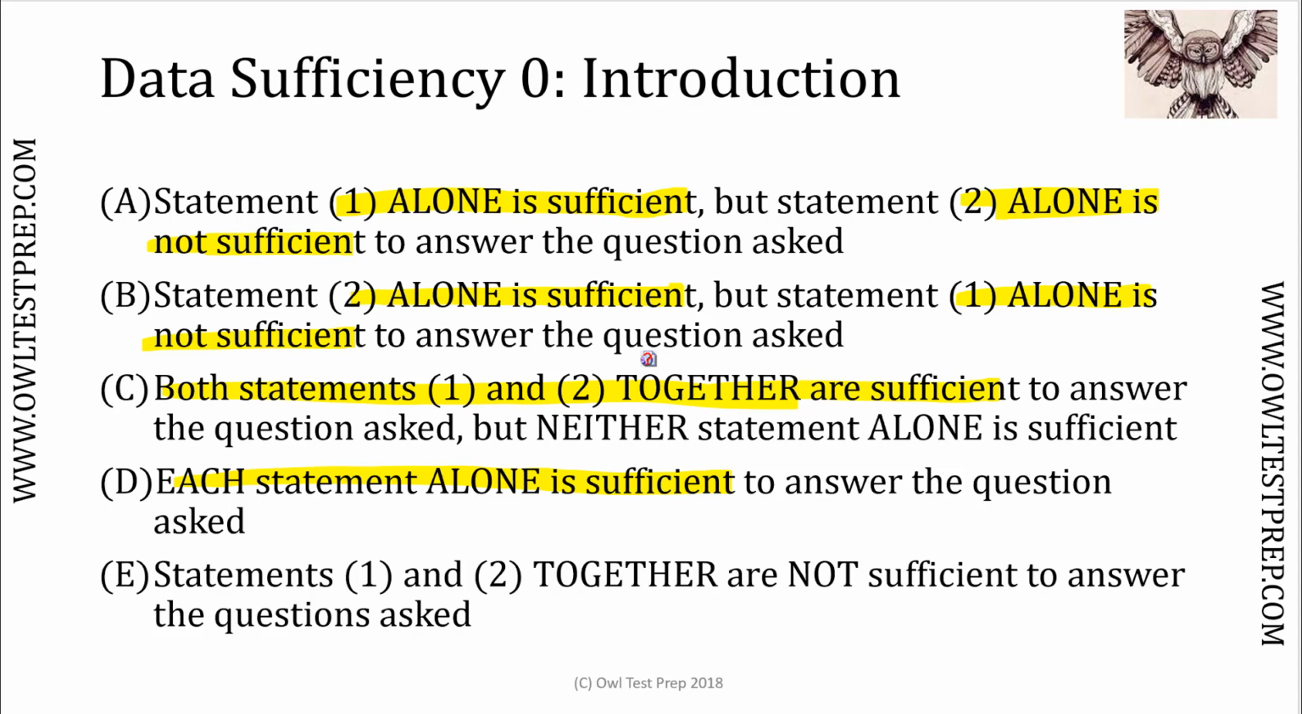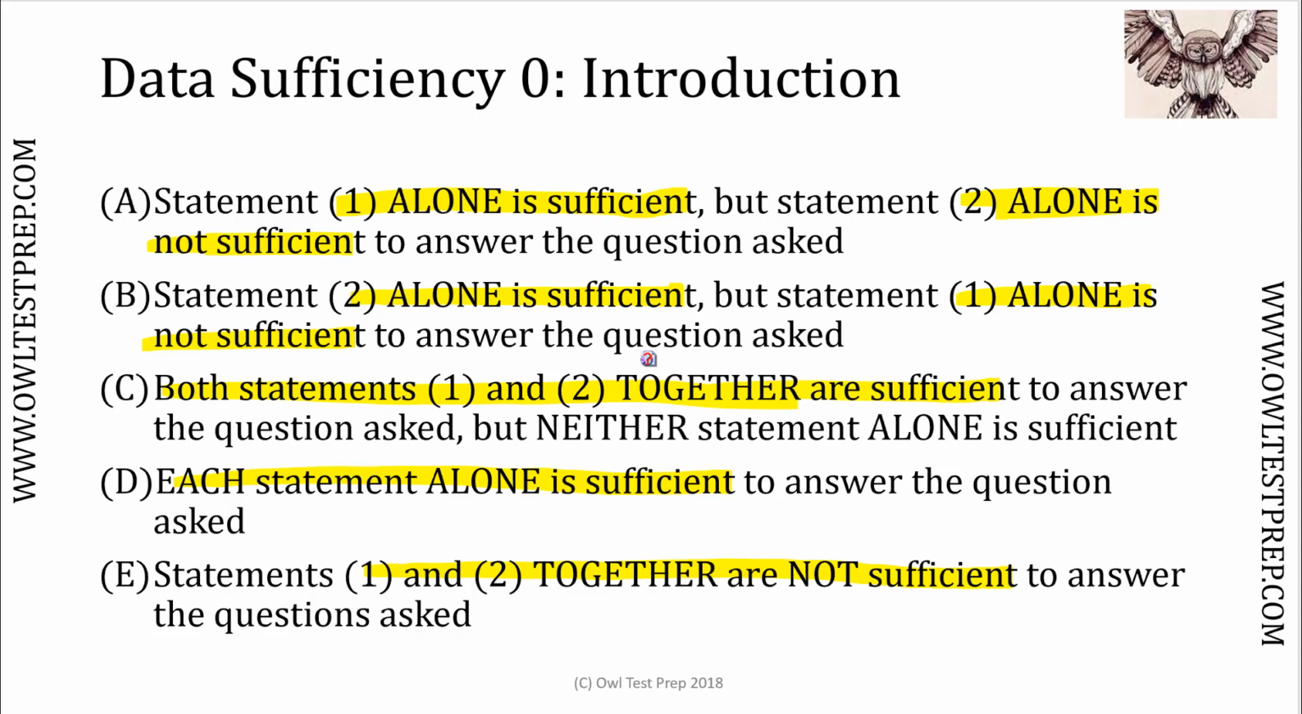And E is sort of the not enough information. 1 and 2 together are not sufficient. So you can't do 1 alone, you can't do 2 alone. Even if you put them together, you still don't have enough information, and so that's it. You're done. Insufficient.